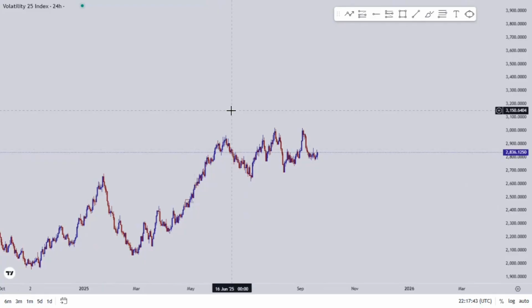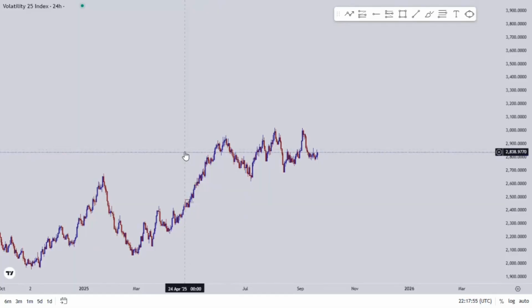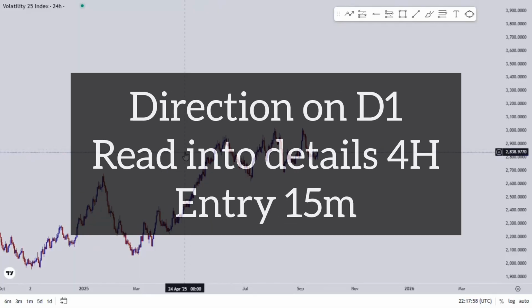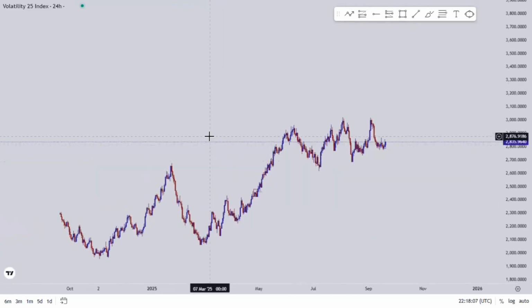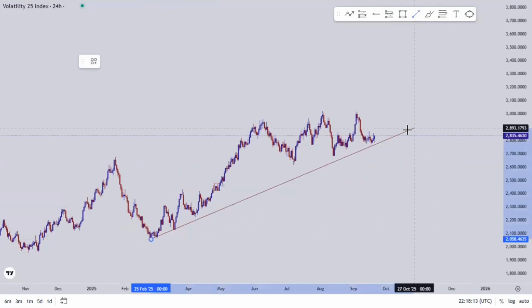I've recovered, and today is simply going to be how you trade this trend line strategy in a very simple way. You don't need to spend so much time on the chart. Simply determine the direction in a higher time frame, go to the 4 hourly or the 8 hourly, define whatsoever the chart is doing there, then find your entries on the 15-minute. Very easy peasy. Just like so, we can easily say that this trend line is heading up, right?